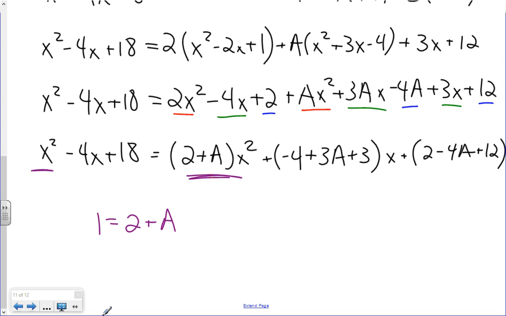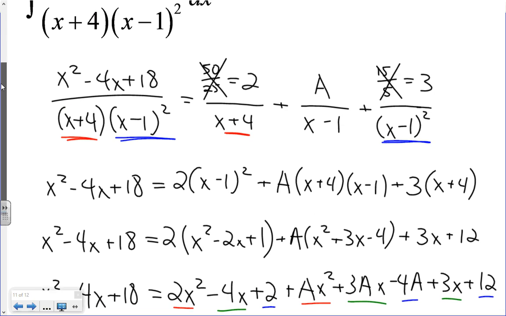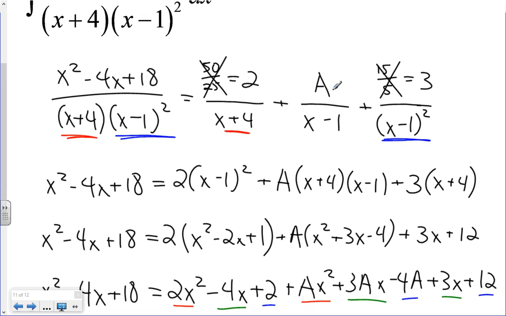And it won't matter which one of these you pick. You could pick the linear, you could pick the constant and set those equal. You'll still come up with the same solution here. But this is obviously the easiest one to solve for. Subtract the 2. So a is a negative 1. So if I go all the way back up here, a is a negative 1. That's what we found. All right, let's go back and now answer the original question.